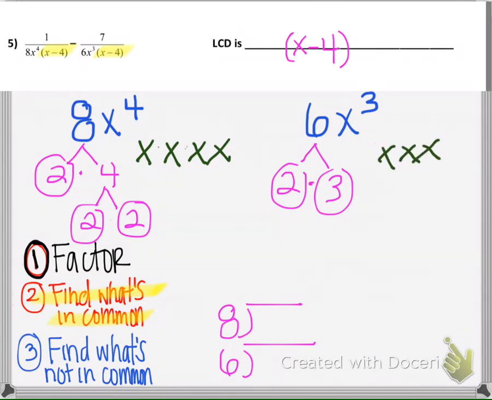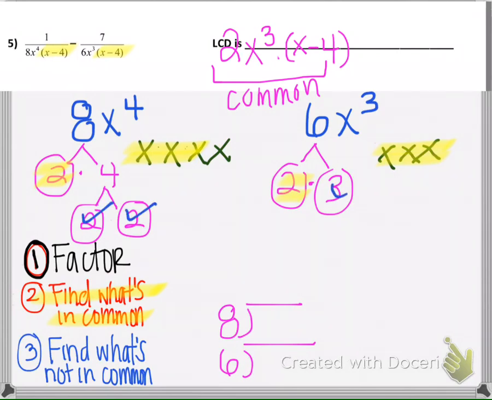So let's go ahead and find out what's in common. So we have a 2 and a 2 here. And then we have 3 x's here and 3 x's here. So 2x cubed, all of this they have in common. Now we need to include what's not in common. So this 2 and this 2 and this 3. So that would make 12.